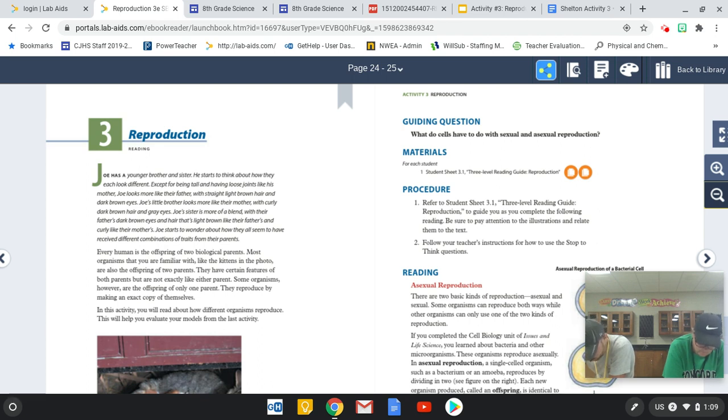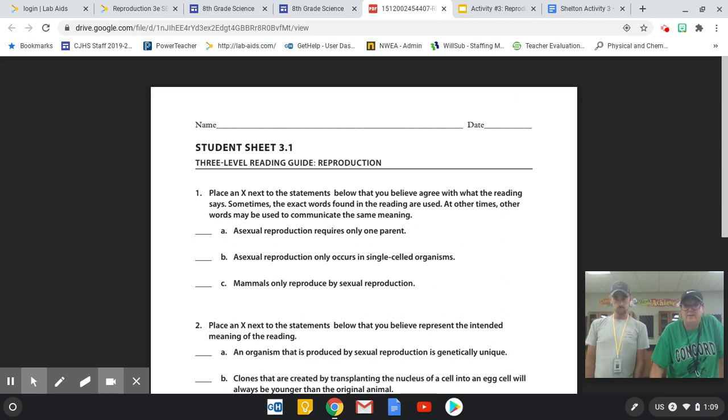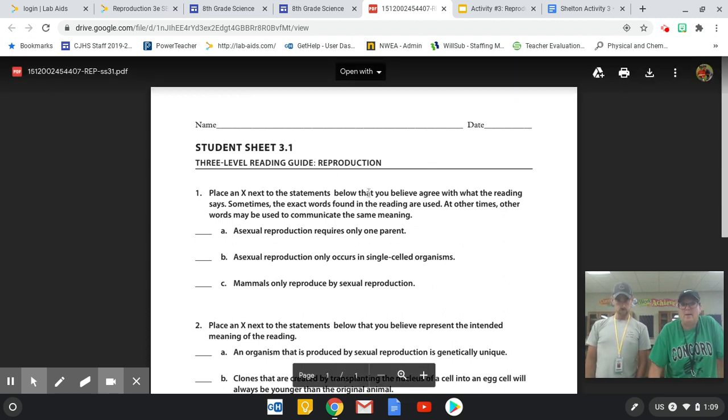In this activity, you will read about how different organisms reproduce, and this will help you evaluate your models from the last activity. So let's take a look at the guiding question. Essentially, at the end of this activity, you should be able to tell us what cells have to do with sexual and asexual reproduction. To do so, the only material we are going to need is a 3-level reading guide. This 3-level reading guide can be found in your menu, and it looks just like this. You won't need this till the end of the activity, so go ahead and open it up, make yourself a copy, and save it till the very end.